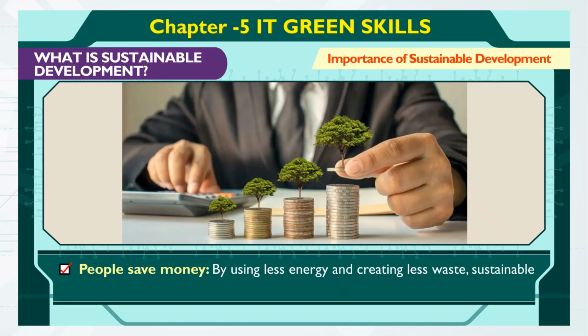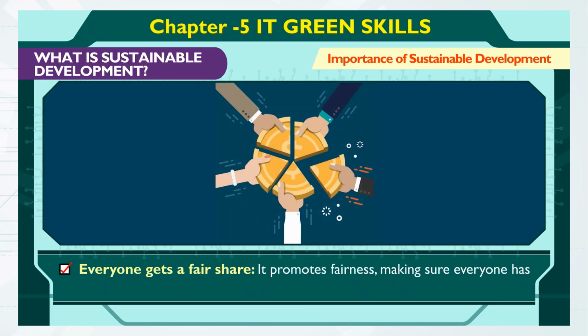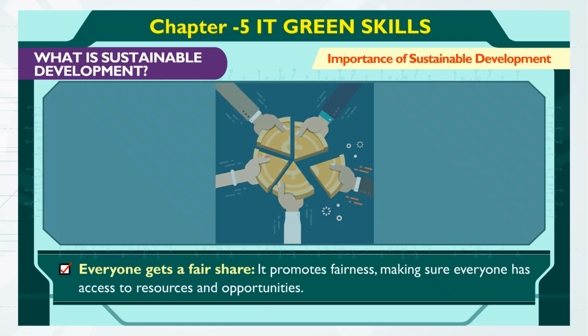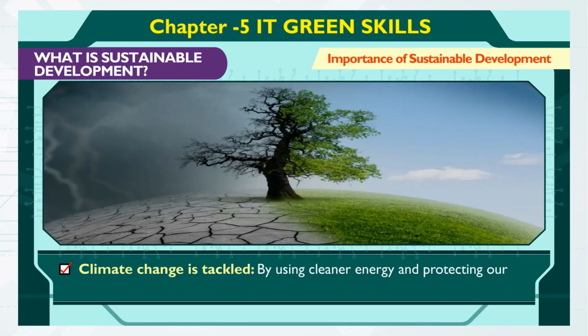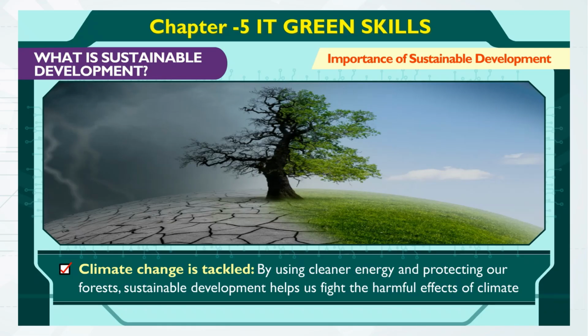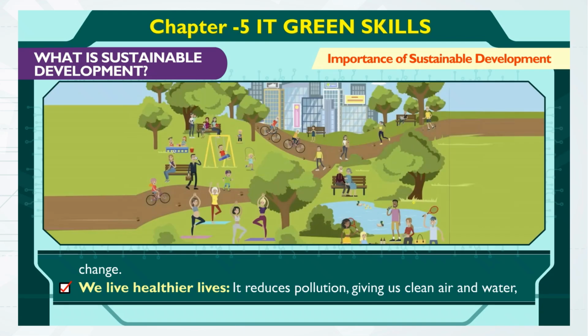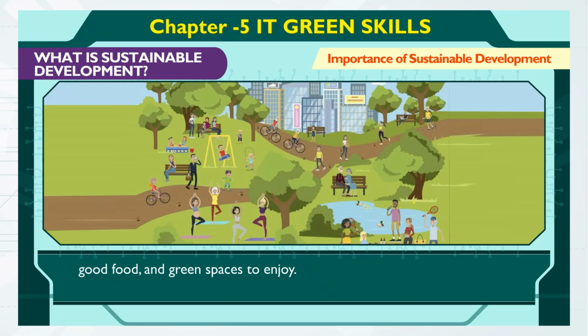People save money. By using less energy and creating less waste, sustainable development can help us cut costs. Everyone gets a fair share. It promotes fairness, making sure everyone has access to resources and opportunities. Climate change is tackled by using cleaner energy and protecting our forests. Sustainable development helps us fight the harmful effects of climate change. We live healthier lives. It reduces pollution, giving us clean air and water, good food, and green spaces to enjoy.